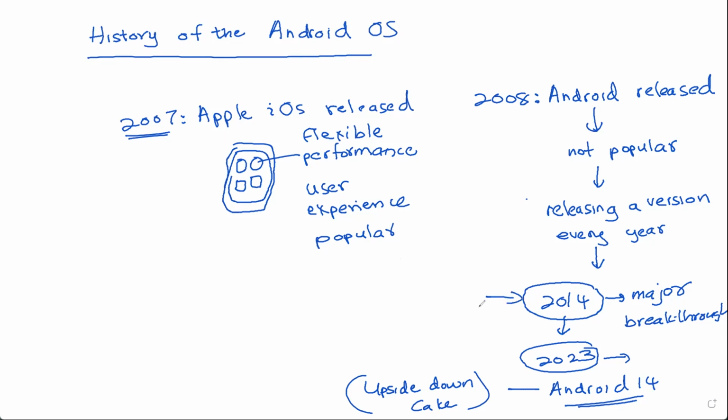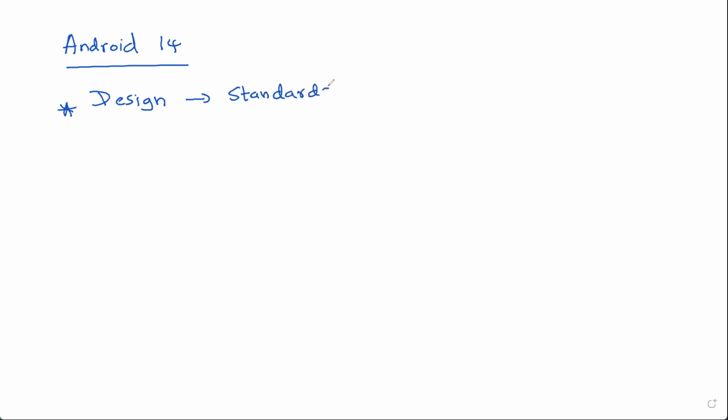So what is the difference that they made in 2014? In 2014, they brought new features to the Android system, basically in terms of the design of the operating system, and how they defined how the apps should be designed. They defined the standards for the apps and their design.